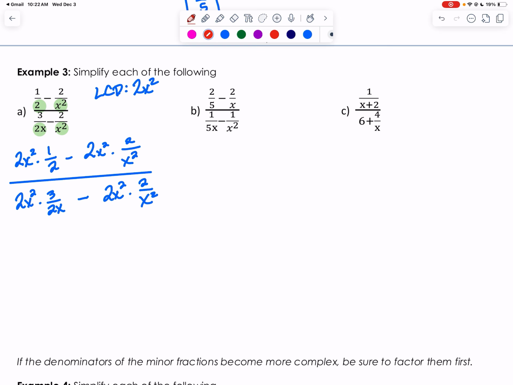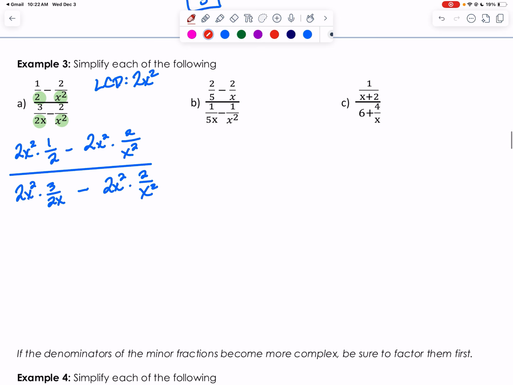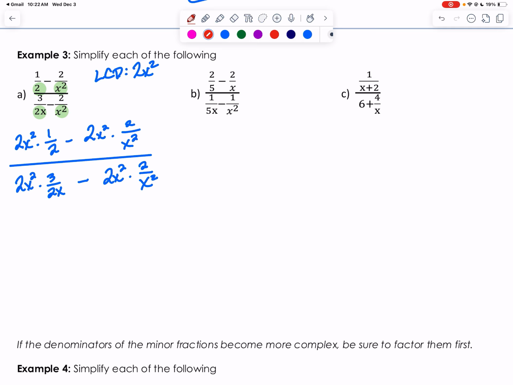All right, now let's cancel. Let me pause here, let you get caught up with me. Once you have this all written down, your next thing is to cancel what you can. So 2 would cancel with 2, leaving me x squared times 1, or x squared. Here, the x squared would cancel with x squared, leaving me 2 times 2, which would be minus 4.